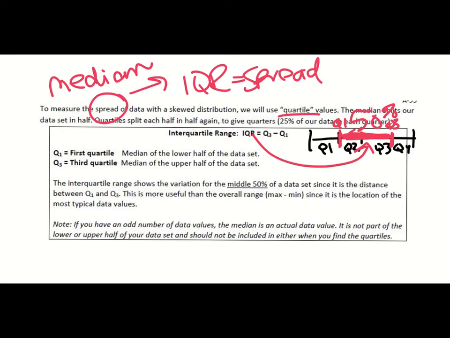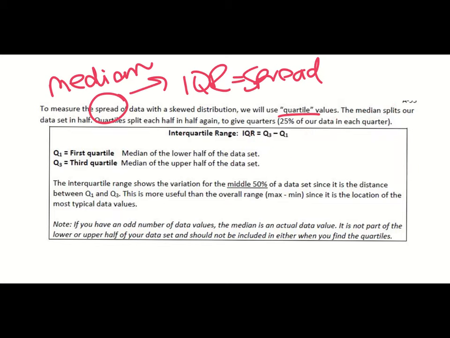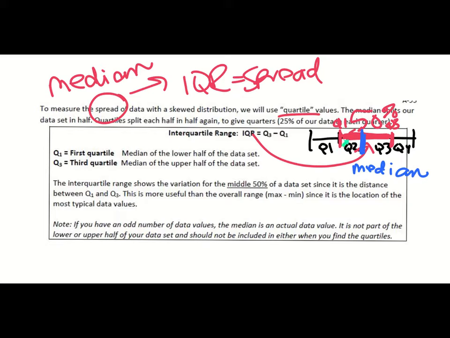Your quartile 1 is the median of the lower half of the data set. This part right here is your median, the middle of your graph. Quartile 1 is the middle of this bottom half, and your third quartile is the middle of the top half. So your interquartile range shows the variation for the middle 50% of your data set, the distance between the first quartile and the third quartile.